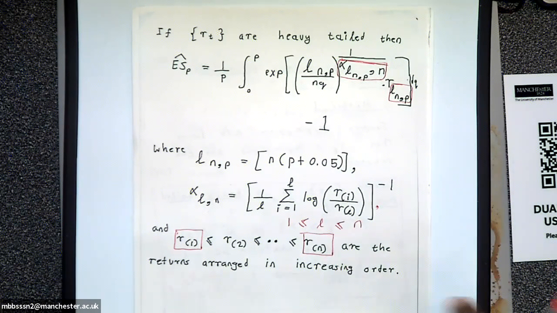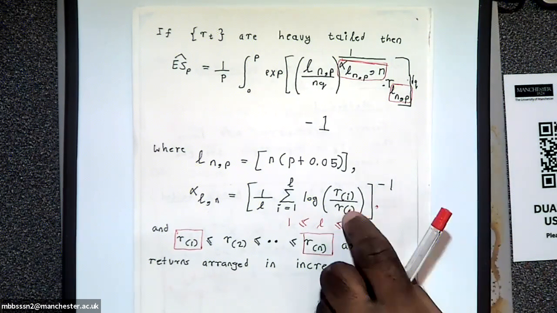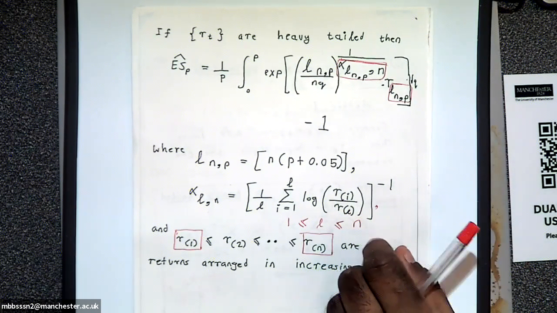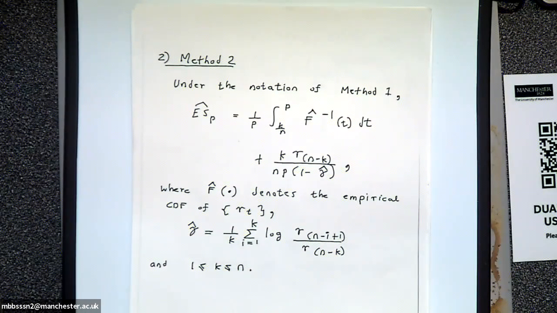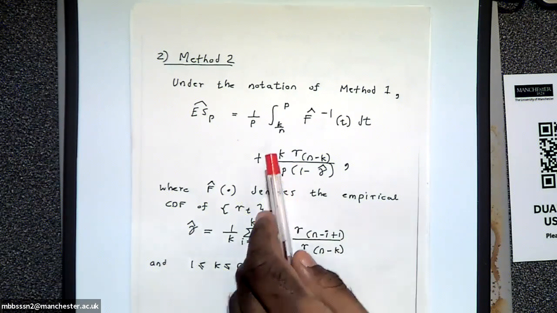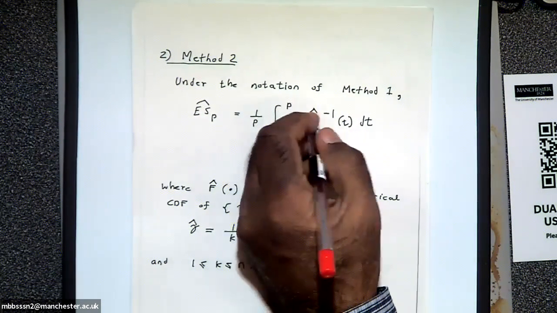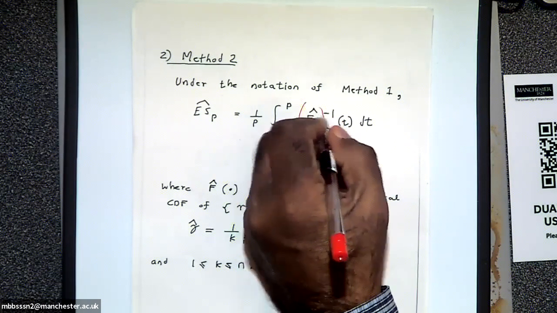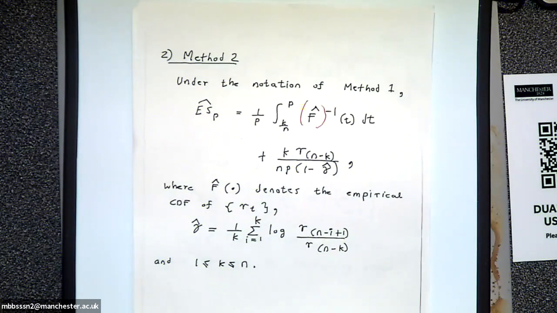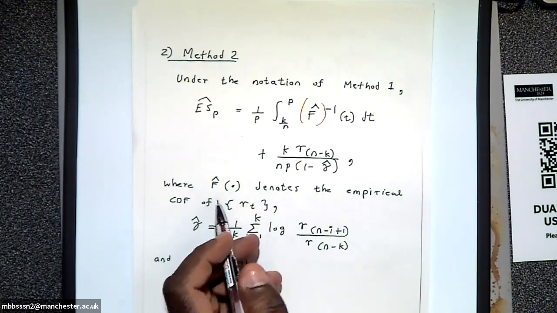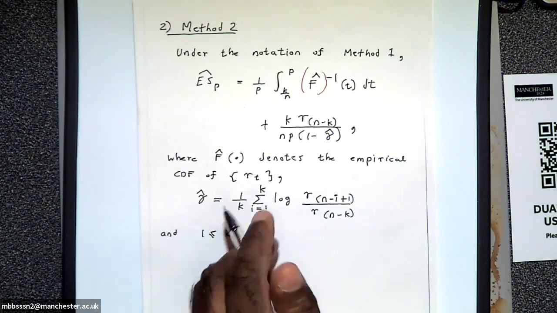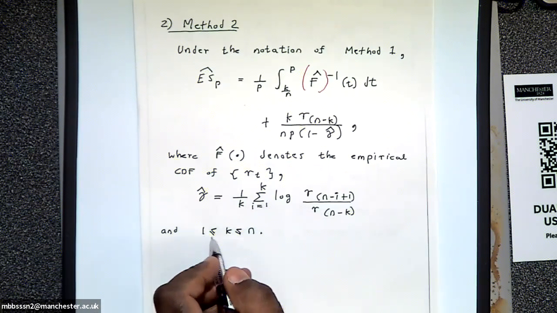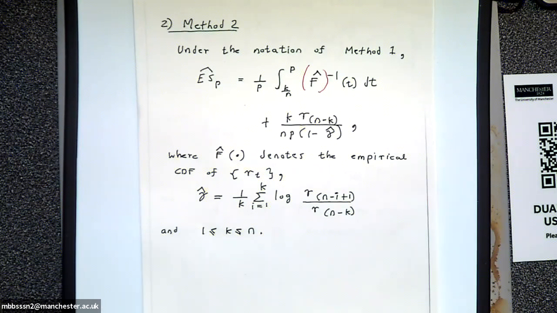All right. Let's get back to here. That's method 1 of the semi-parametric methods. Method 2 of the semi-parametric methods is a simpler one. It's simply given by this: F inverse of the empirical CDF plus this term here, where F hat denotes the empirical CDF of RT, and gamma hat is given by this formula here, where K is a number between 1 and N, right?